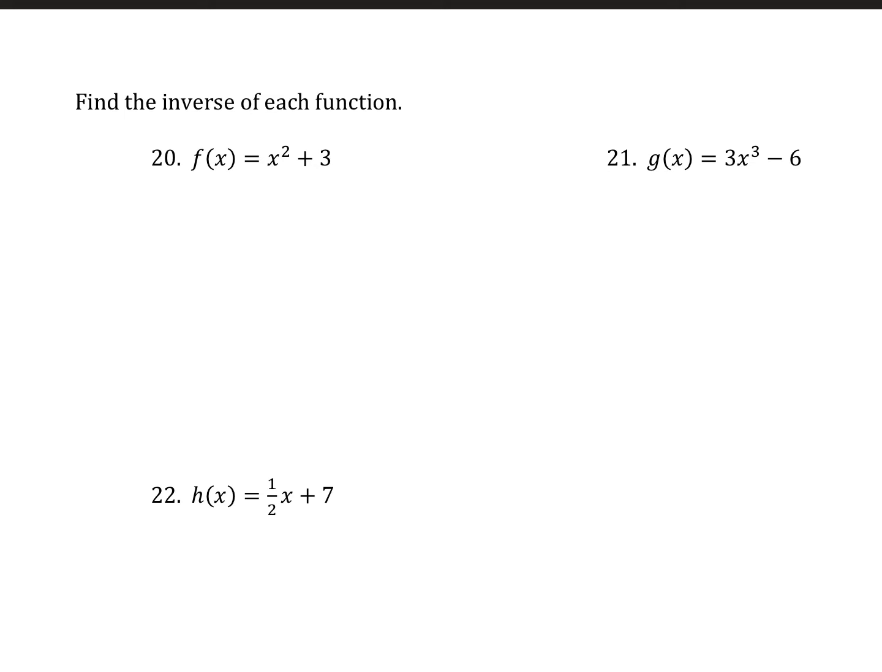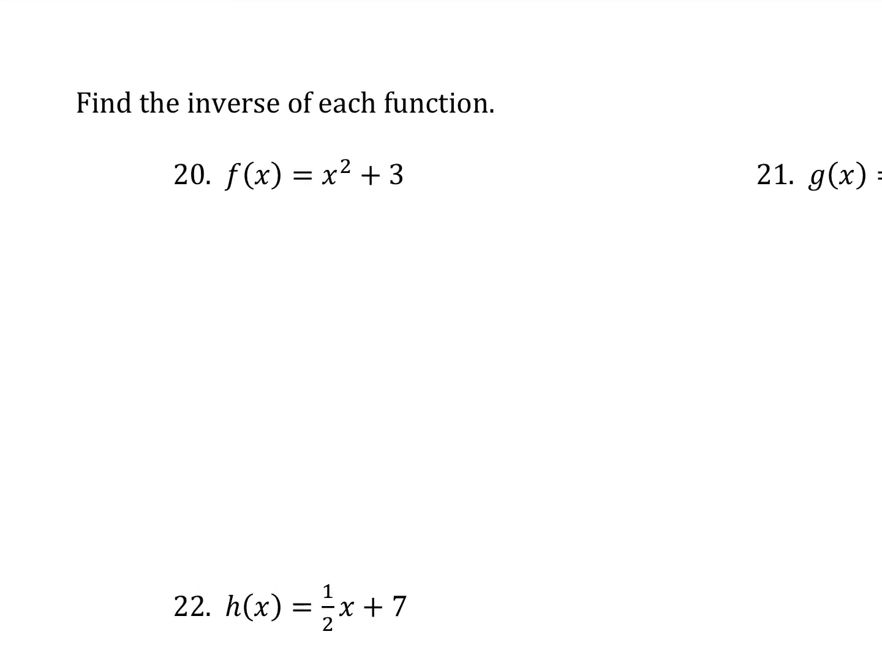So if we look at number 20, you have f of x is equal to x squared plus 3. If we change this f of x to be y is equal to x squared plus 3, and then we switch x and y, this is going to give us x is equal to y squared plus 3. And now all we got to do is solve for y, and then rewrite our inverse as, in this case, f to the negative 1 of x is equal to.